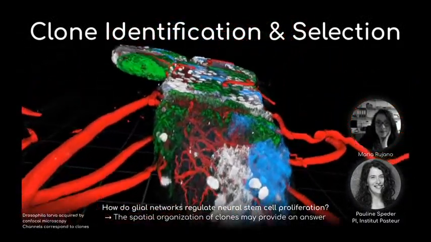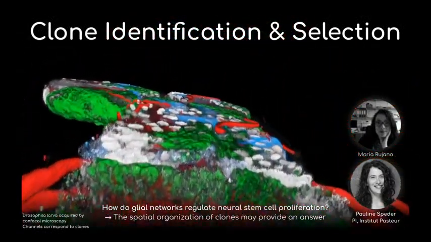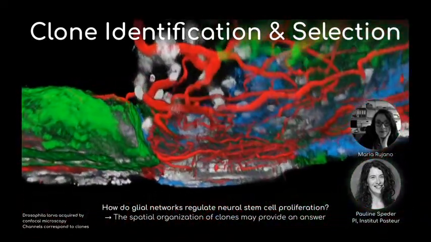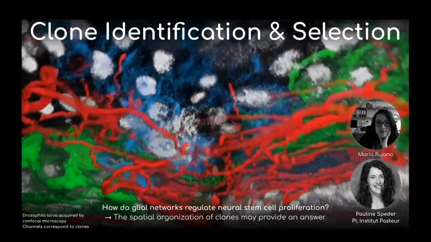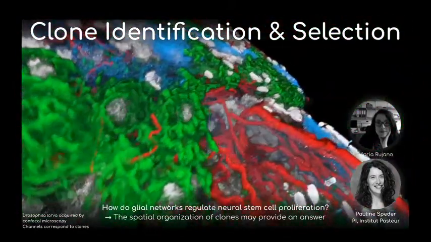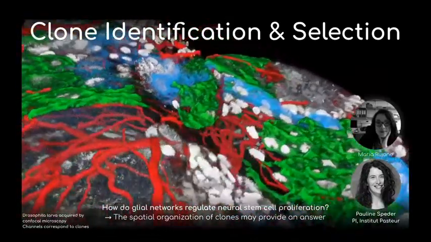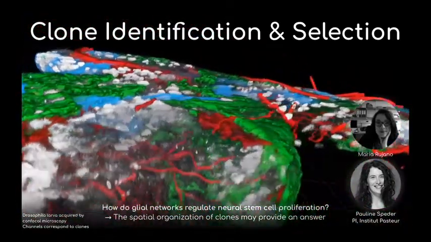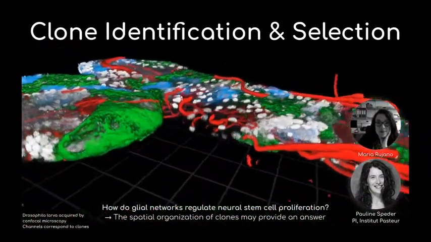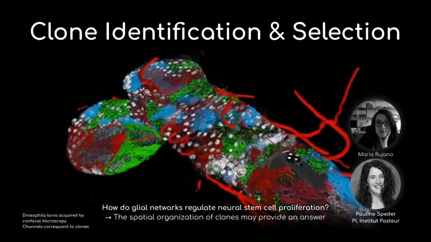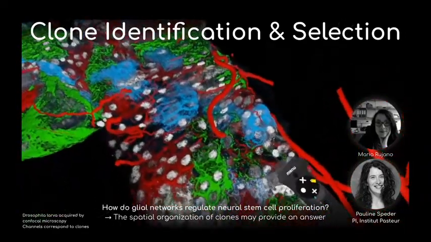A second application using the DIVA software relates to clone identification and selection in the developing larva brain. This is a collaboration with the group of Pauline Spéder at the Institut Pasteur. Pauline's group seeks to answer how glial cells in the brain regulate neural stem cell proliferation during development. One clue to understanding this is to identify the placement and morphology of glial cell clones and their relations to one another. In this movie, the different colors correspond to different clones.